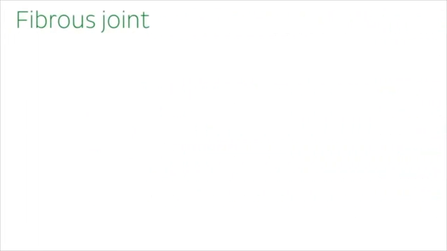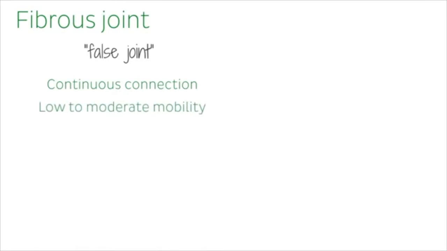So we just discussed how a synovial joint is considered a true joint, and in contrast, a fibrous joint is often considered a false joint. And this is due to the continuous connections between the articular surfaces of the bones, created by intervening fibrous tissue. And fibrous joints also exhibit low to moderate mobility. A fibrous joint can be further classified into 3 subgroups.